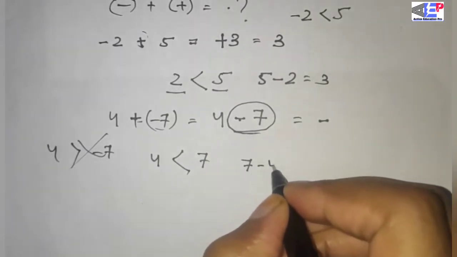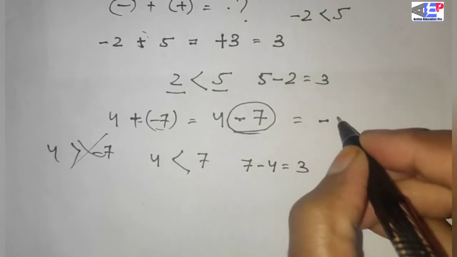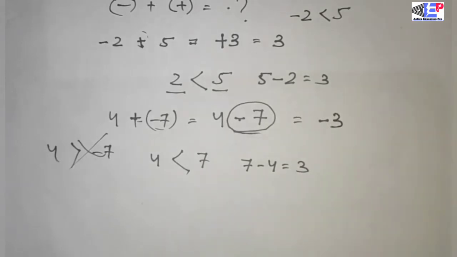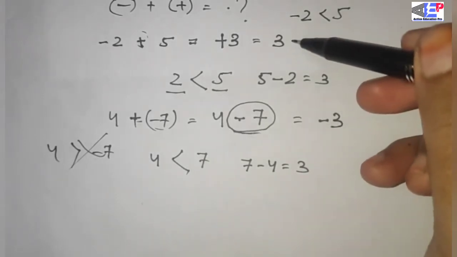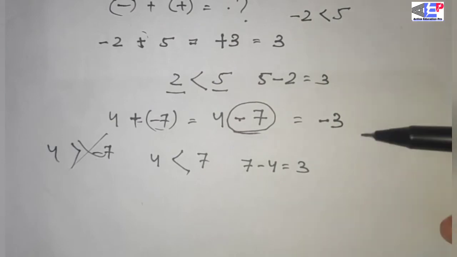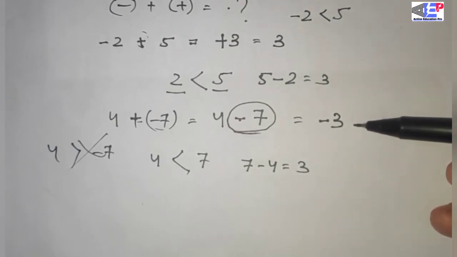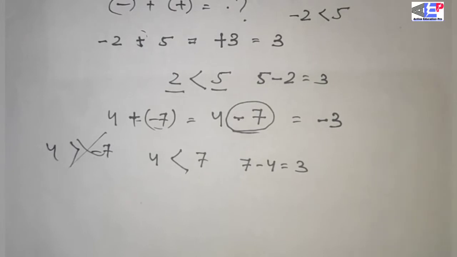This is 7 minus 4 is equal to 3. So your answer is minus 3. Look here, in the above case the answer is 3, and in the lower case the answer is minus 3. What is the difference? The difference is in the theory, the rule of calculation of integers.